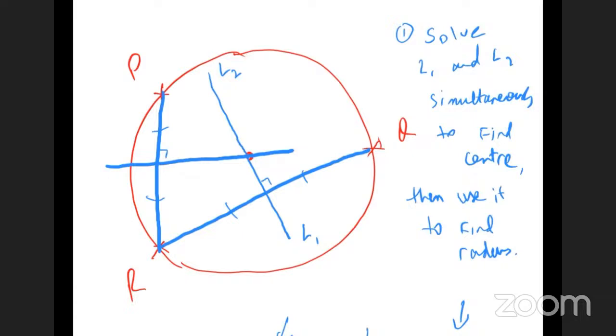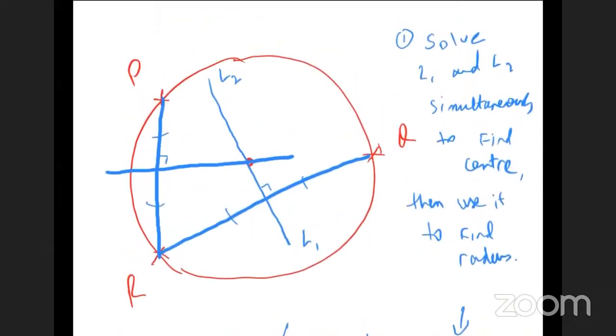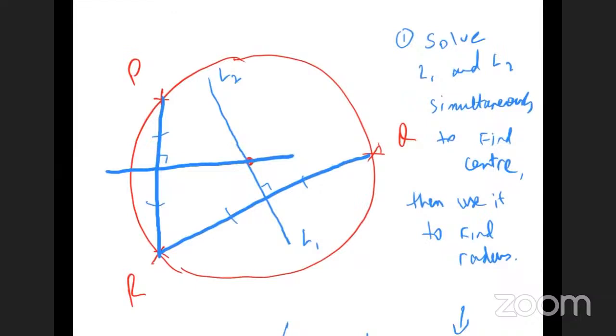I'm gonna put some numbers in it, Ishmael. It's basically substituting P, Q, and R, getting 3 equations and solving them simultaneously. I'm gonna put some numbers into it now. All right. So method 1 is plug in P, Q, and R, 3 equations and solve. Method 2 is to find the perpendicular bisectors of 2 lines connecting the points and then solve them simultaneously.